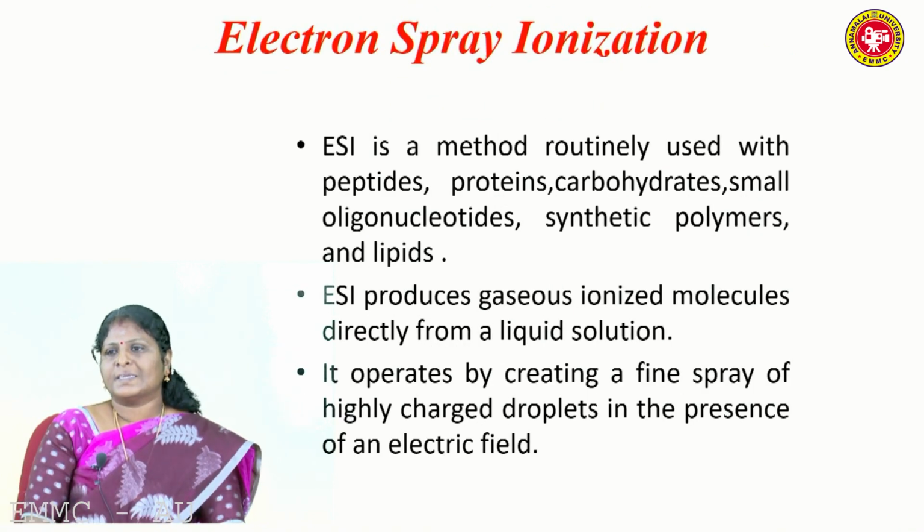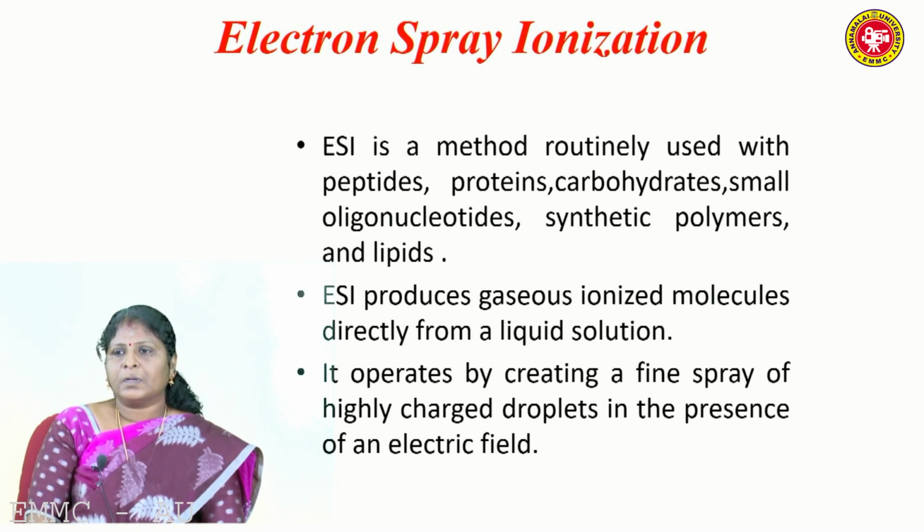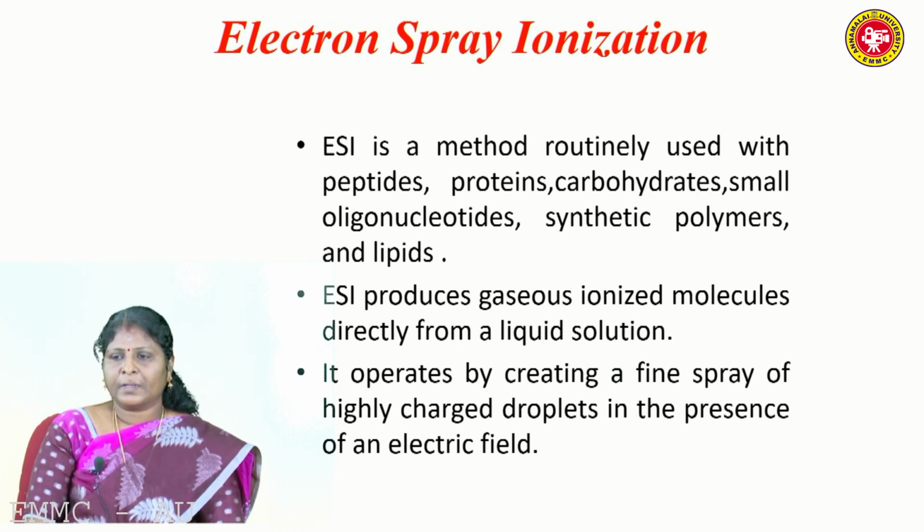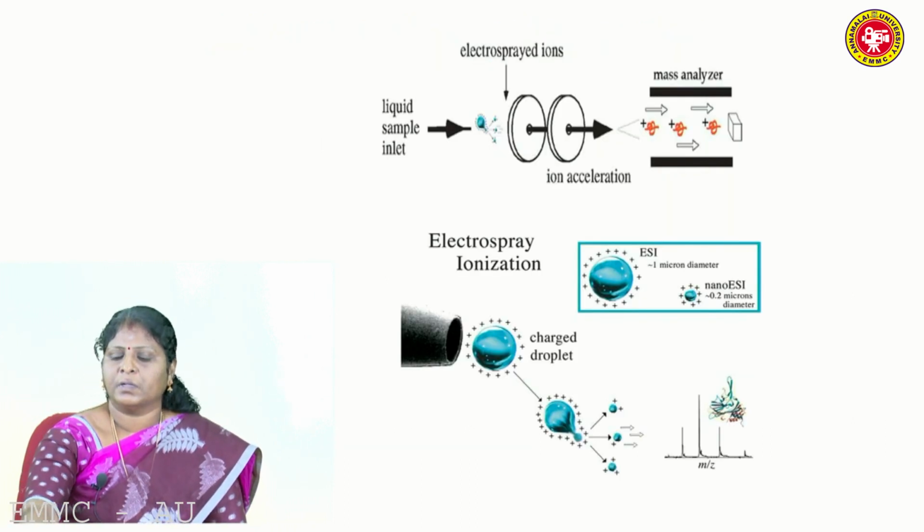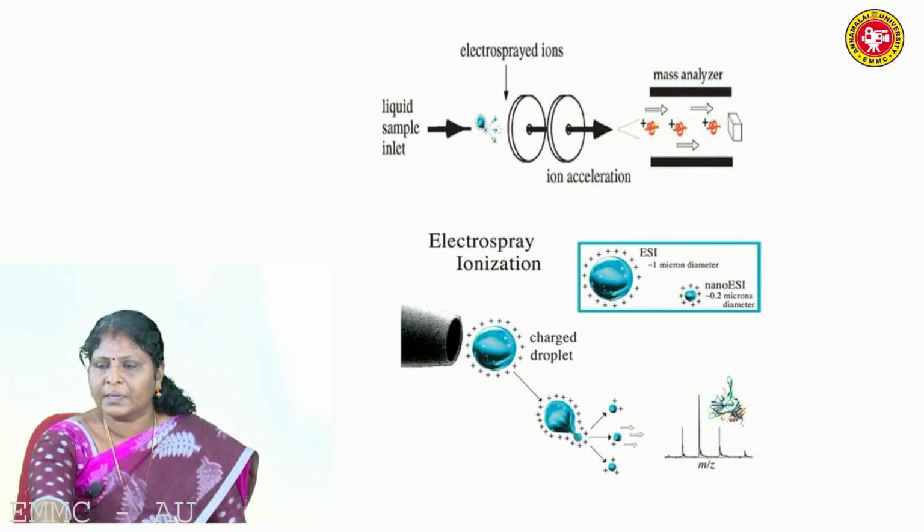Electrospray ionization technique: in 2002, for the electrospray ionization technique, the Nobel Prize in chemistry was awarded. ESI is a method routinely used with peptides, proteins, carbohydrates, small oligonucleotides, synthetic polymers and lipids. ESI produces gaseous ionized molecules directly from liquid solution. Unlike electron impact ionization and chemical ionization, all other techniques, in electrospray ionization the analyte is used in the form of liquid. It operates by creating a fine spray of highly charged droplets in the presence of an electric field. The instrumentation is given in this slide.